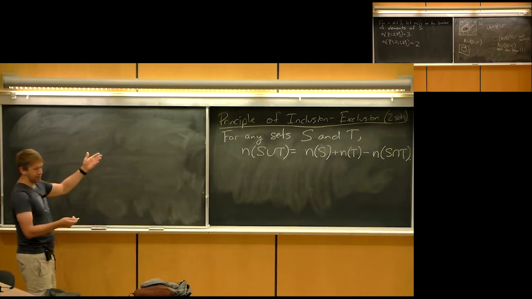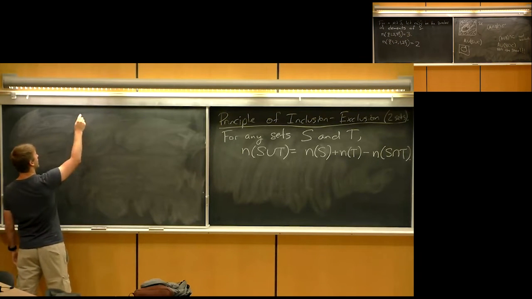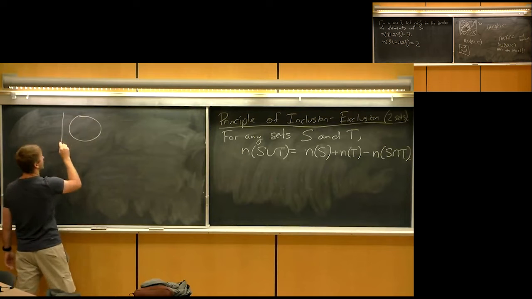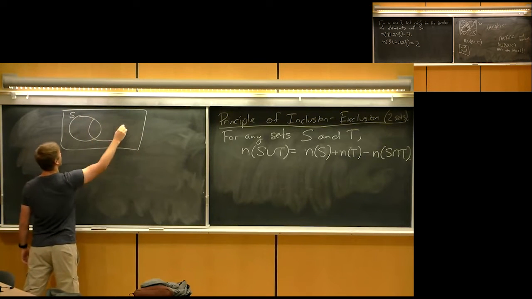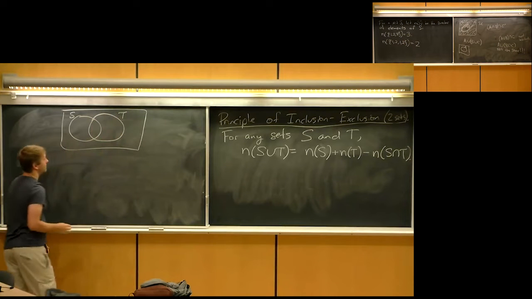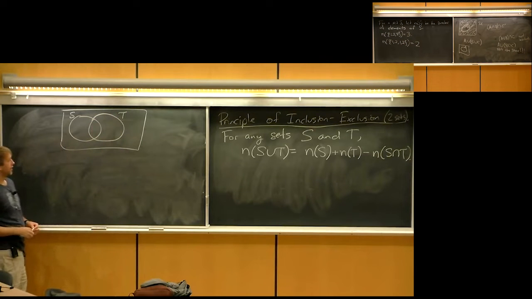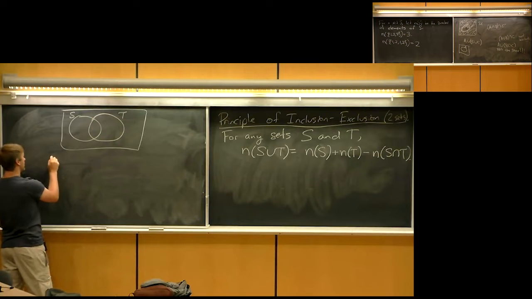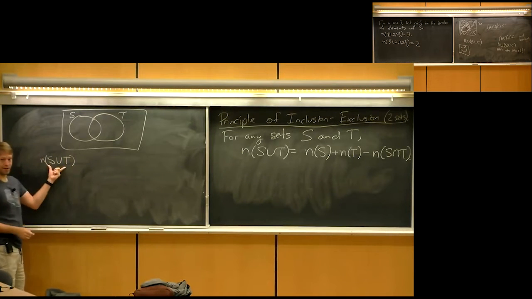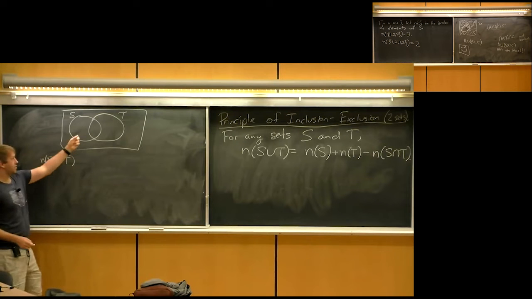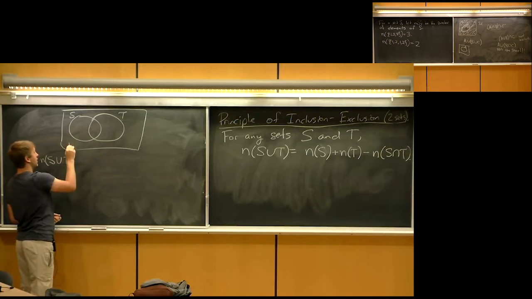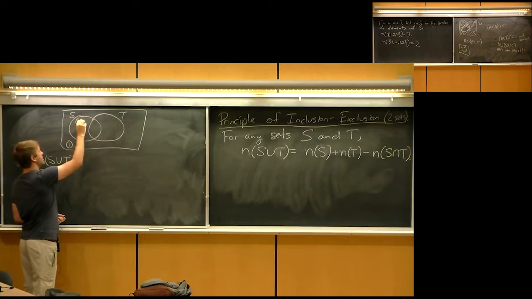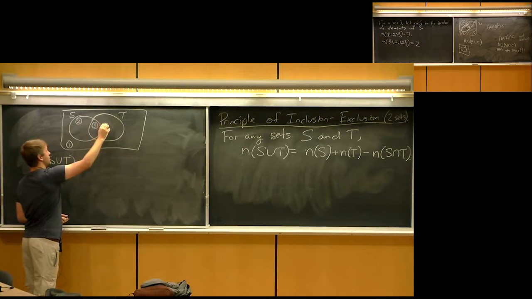And I'm just going to do it basically with a picture of a Venn diagram. So this is S. This is T. Okay. So if I take S union T and I count the elements inside of it, this counts everything. Let me number these regions. So region 1 is the outside, region 2 is this, 3 is this, and 4 is that.